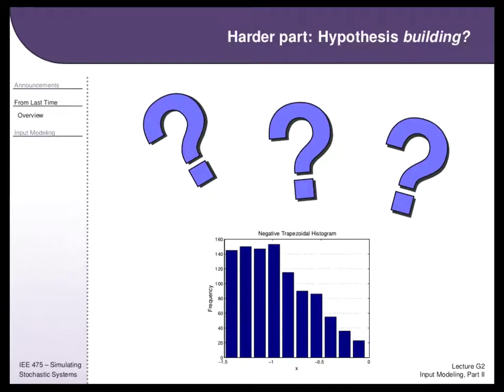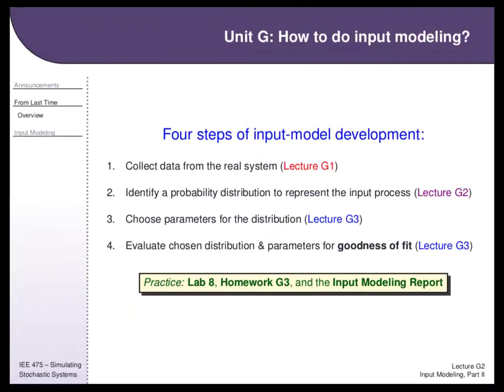The harder part is actually coming up with, well, here's some data, so what is the right hypothesis? And that's what we're focusing on today, is how do we isolate at least some families of probabilistic distributions that might go along with data that we've collected. And then we'll worry about parameterizing those families on Thursday. So how do we come up with those hypotheses?